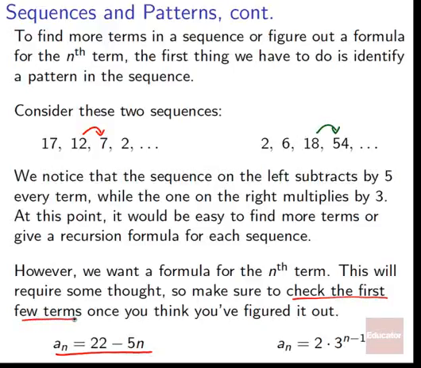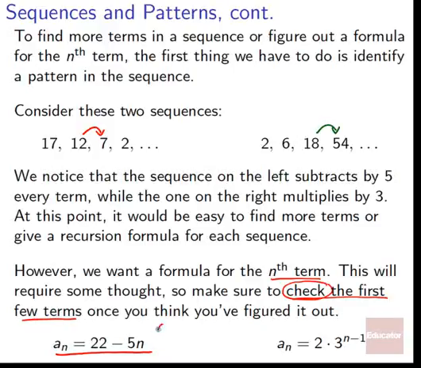Always check the first few terms once you think you've figured out a formula for the general term. Once you think you know what the nth term is going to be, make sure you check that what you figured out is right, because it's easy to make a mistake and be off by a little bit, to be off by one number in the sequence. So just make sure you try and check.